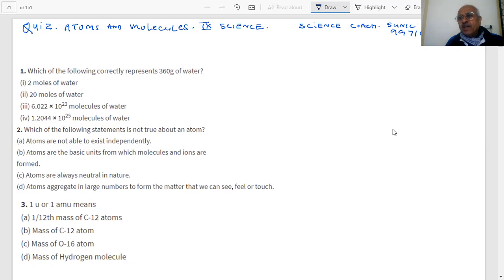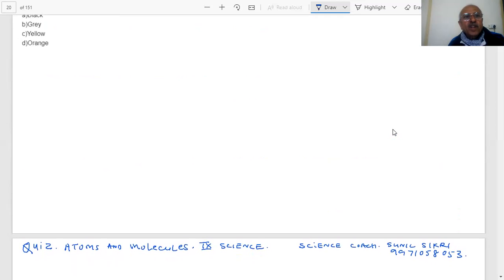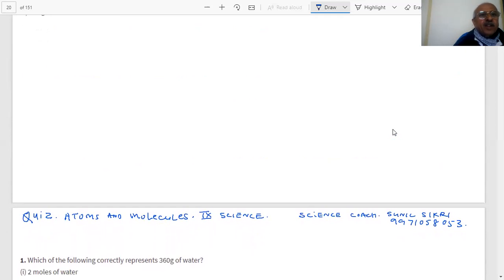And we have also studied that during a chemical reaction, the masses of the reactants and the masses of the products are equal. That is something I want to revise before the quiz begins. In the chapter of atoms and molecules, what have we studied?